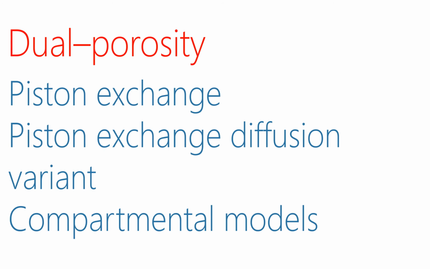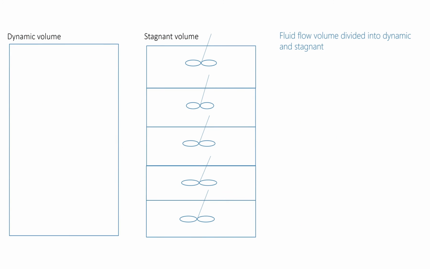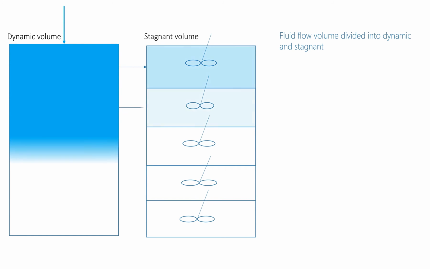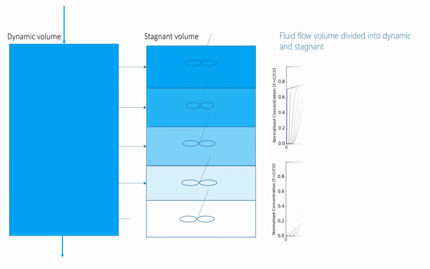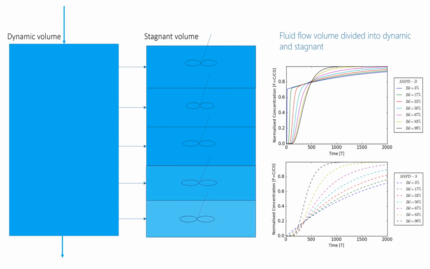Following on from that, the dual porosity models were created, which divide your volume into 2 distinct regions, your dynamic and your stagnant. An example of this is that as your fluid flows through your dynamic, it then undergoes mass transfer with a well-mixed stagnant region. Though much success has been had with these models, in certain cases they themselves have proven to be inadequate.